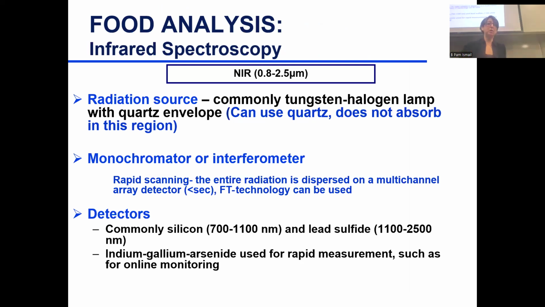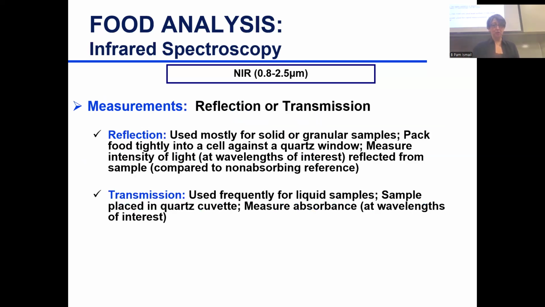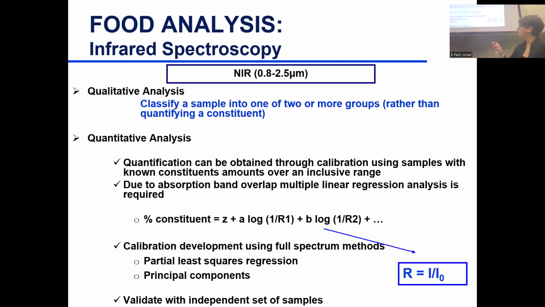So I wouldn't worry about the radiation source. We just use sources that provide us the IR radiation. We can have a monochromator, but usually an interferometer is used, where all the radiation gets analyzed, and we use Fourier transform technology and regression analysis to get quantification. Reflection is for solid samples and transmittance is for liquid samples. We can do both in an IR, and then we can have either qualitative or quantitative analysis by regression analysis.